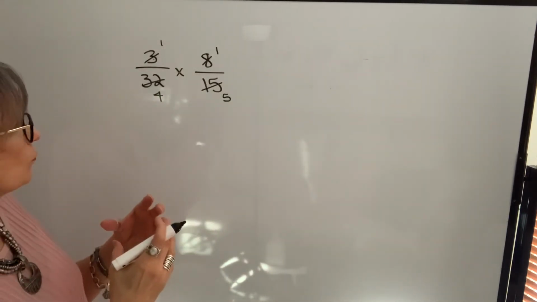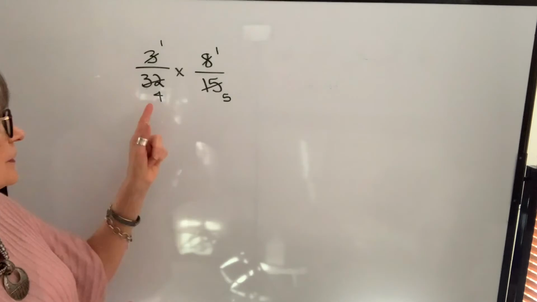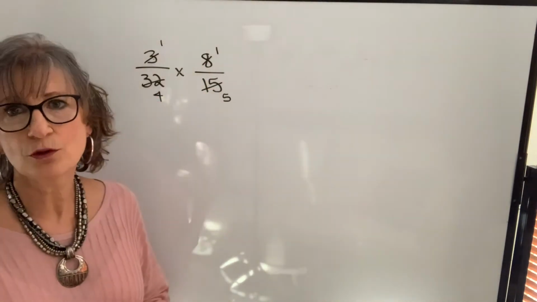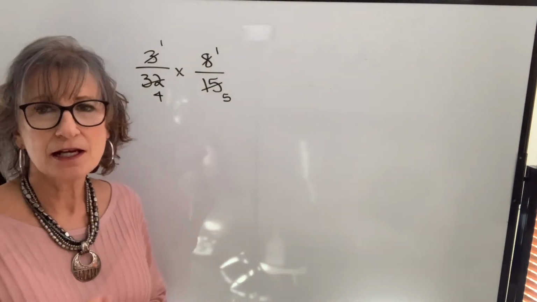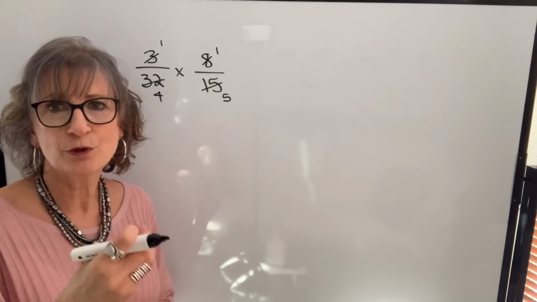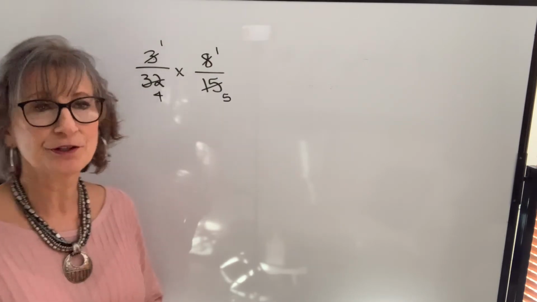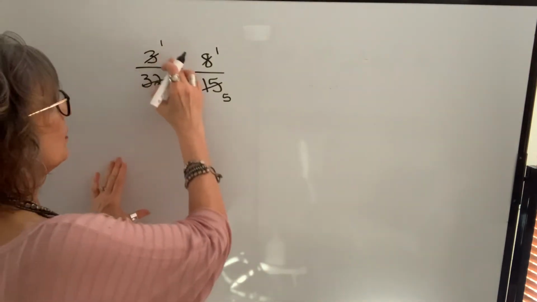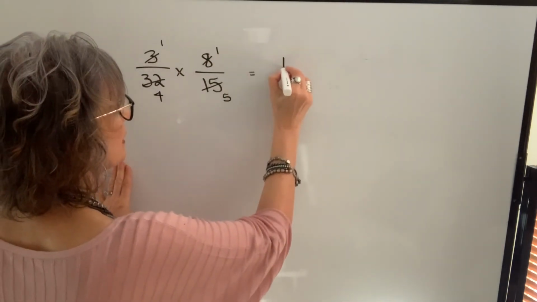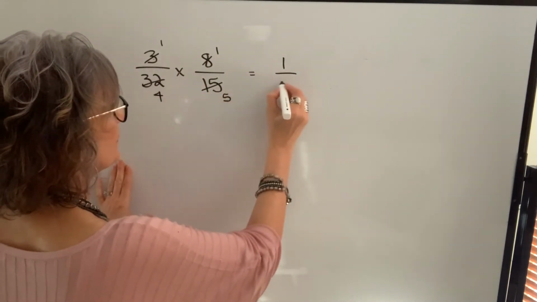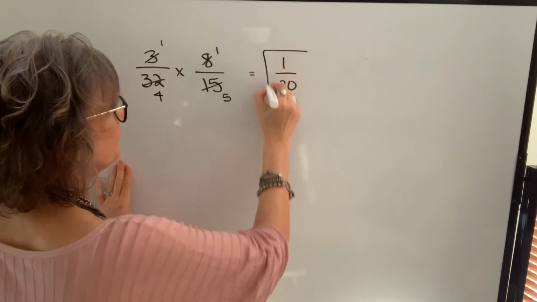And if you've canceled once and you didn't cancel large enough and you notice there's something else you can cancel, you can go ahead and do that. The key is it has to be one of the factors in the numerator and one of the factors in the denominator. Now we have 1 times 1 over 4 times 5, 1 over 20.